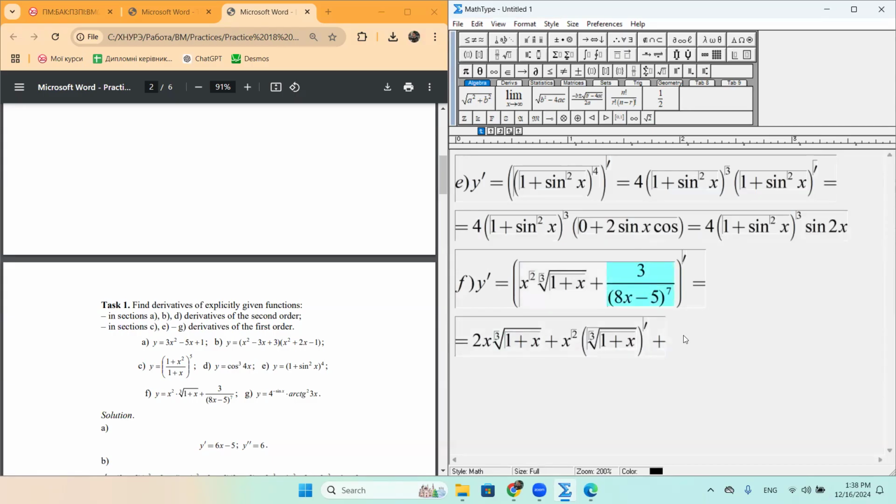And this function will be differentiated just like a power function. So yeah, it is also a composite function. So 3 multiplied by -7, and also it must be multiplied by this expression 8x minus 5 prime.